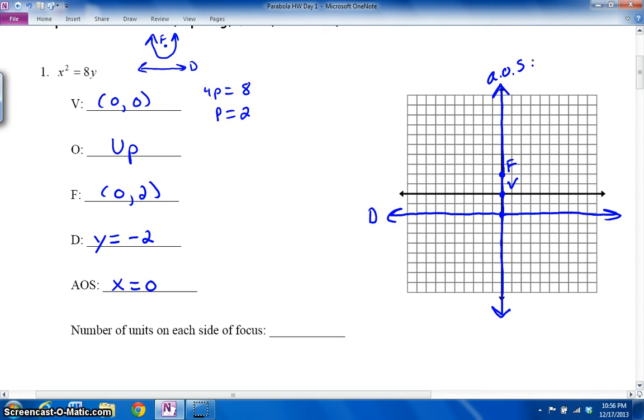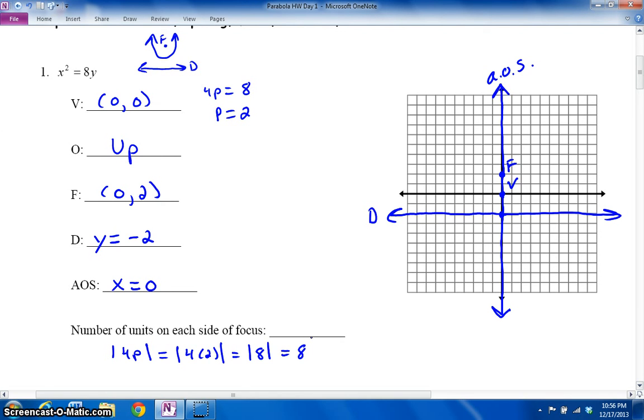Lastly, how wide the parabola opens. Now we're given the equation, the absolute value of 4p will get us how wide the parabola is going to open. So substituting 2 for p, that's the absolute value of 4 times 2, gives us the absolute value of 8, which equals 8. Now that's the entire opening.